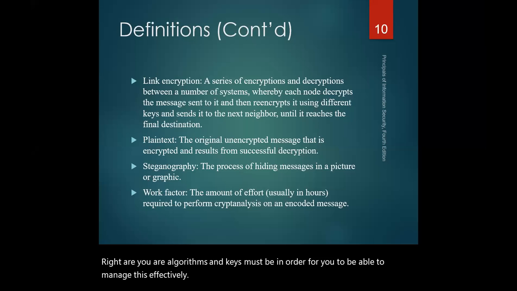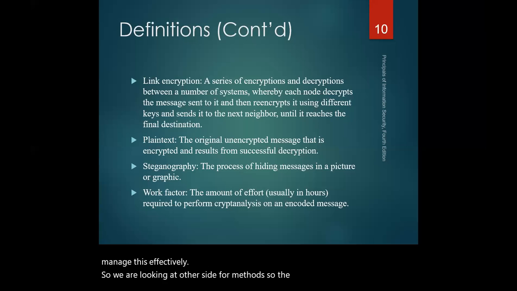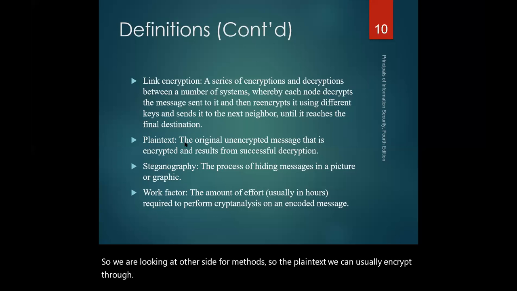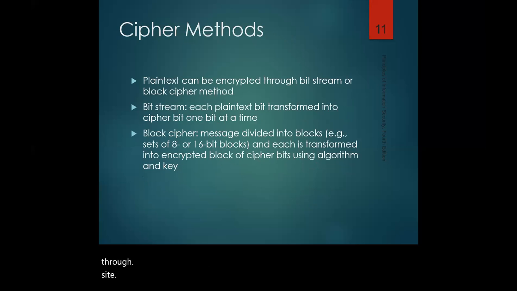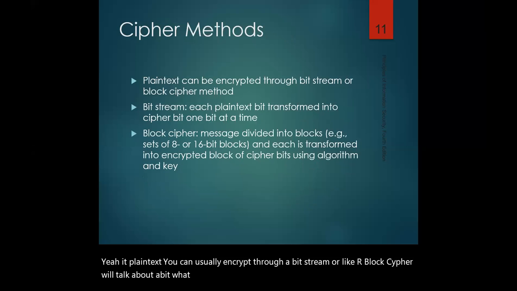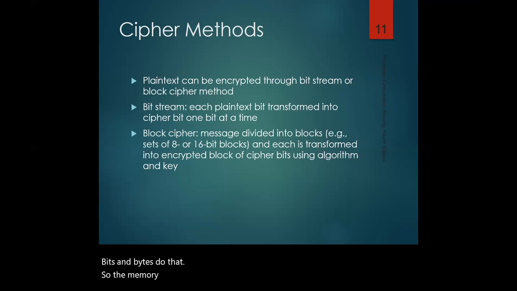Now we're looking at other cipher methods. Plain text you can usually encrypt through a bit stream or a block cipher. We'll talk about a bit. You know what a bit is? Bits and bytes, binary codes. So the memory code, we can transmit a series of these. You can transmit in blocks.